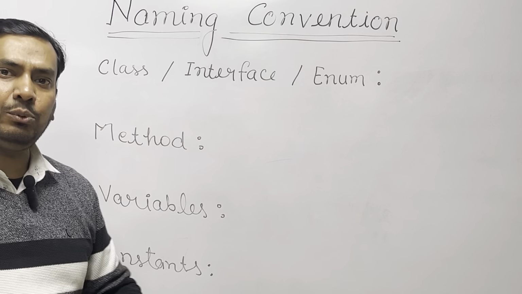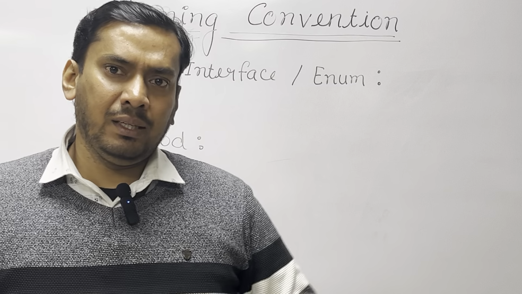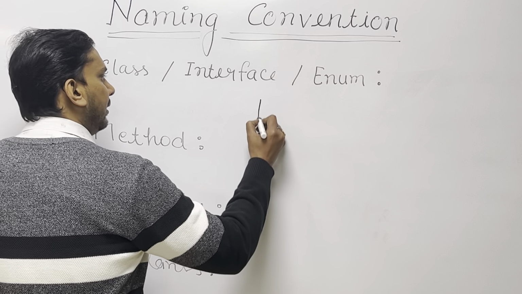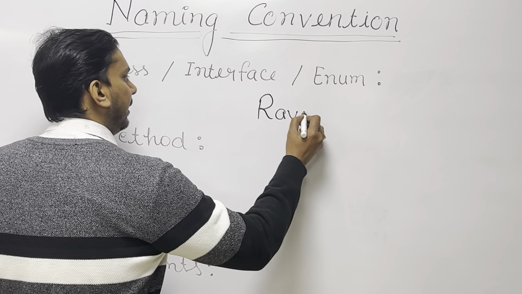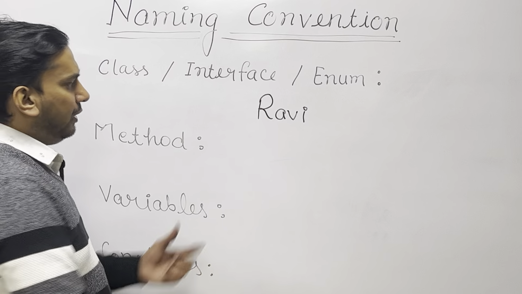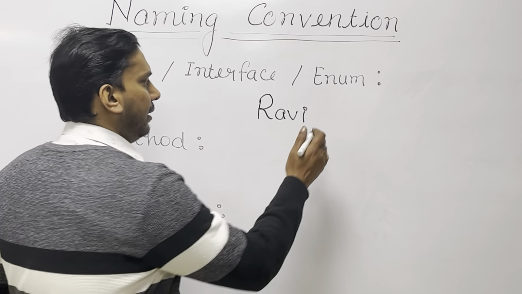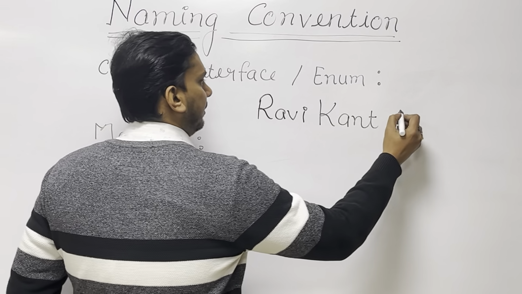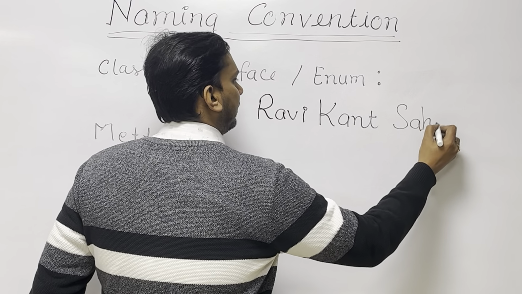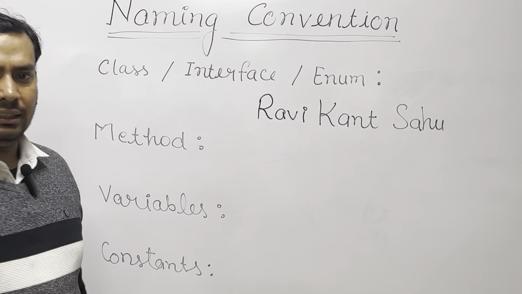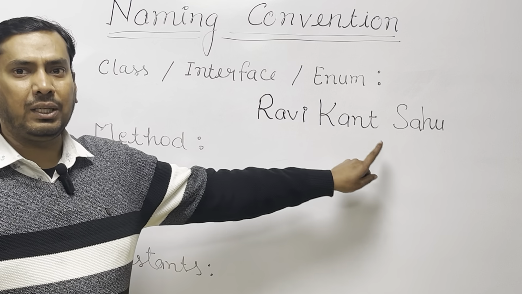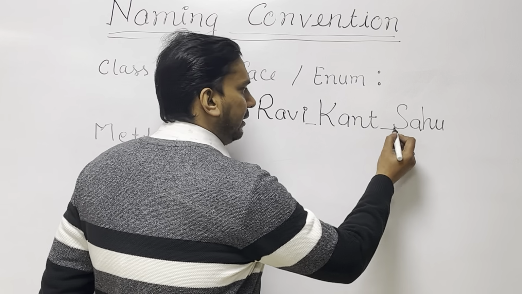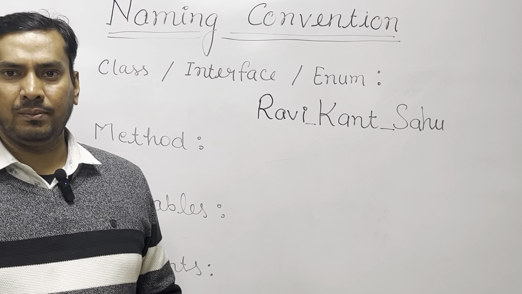Suppose I have to declare a class with the name Ravi Kant Sahu. How will you write it? You will write R-A-V-I. Ravi is the first word, so every word's first letter is capital. Kant, the second word, so K is capital, and Sahu. This is how you will create the identifier for a class, enum and interface. If you want to improve visibility, you can use an underscore here also, right?